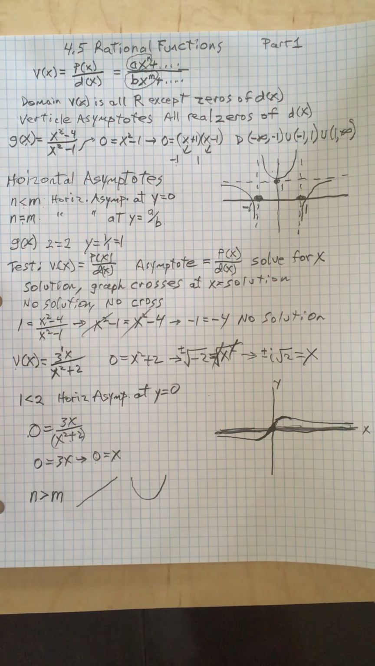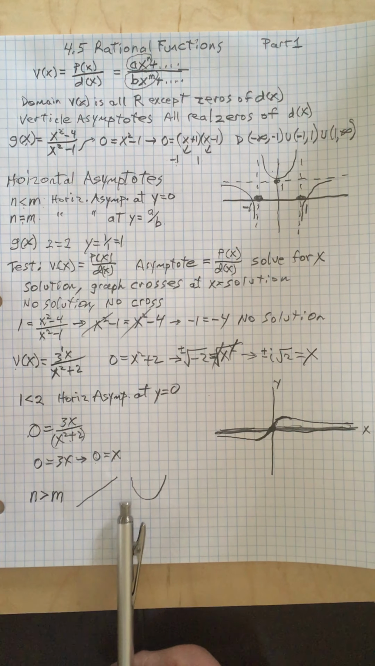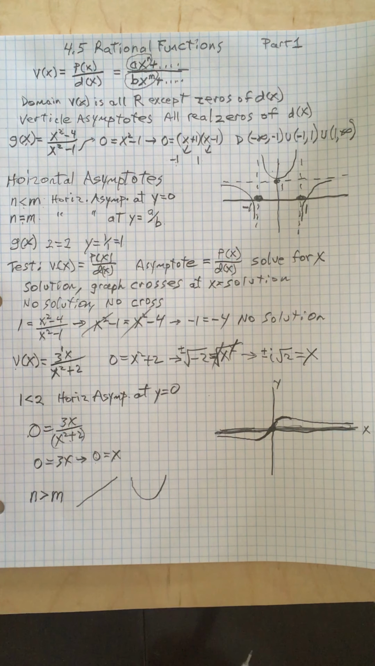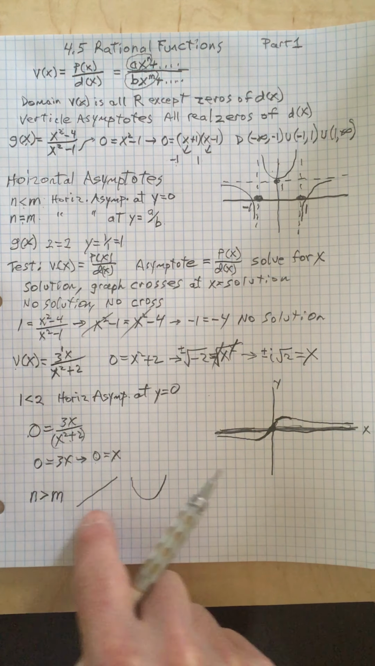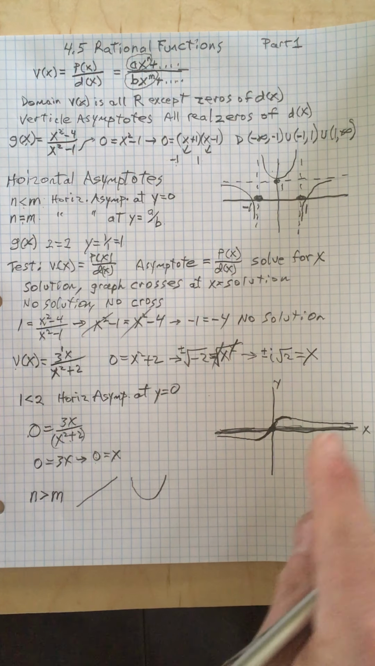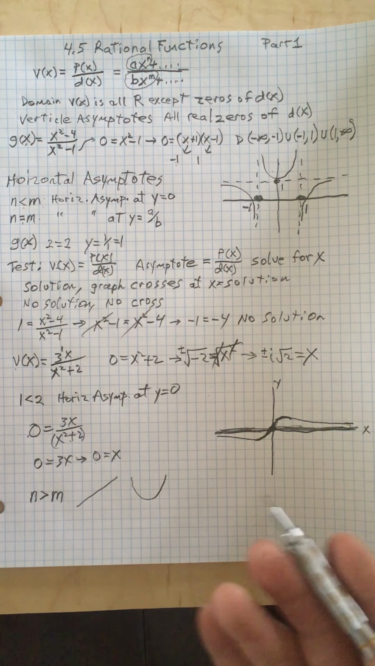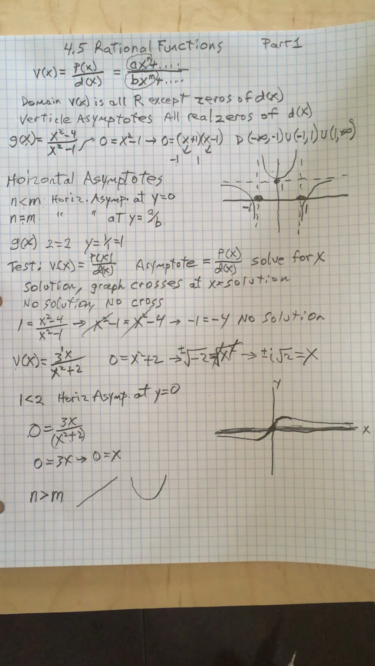So next time we'll figure out how to identify if you've got a line or a curve, and then furthermore, how do you get the equation of that asymptote so that you can sketch it in before you start trying to put your graph in there. Okay, so that's part 1.